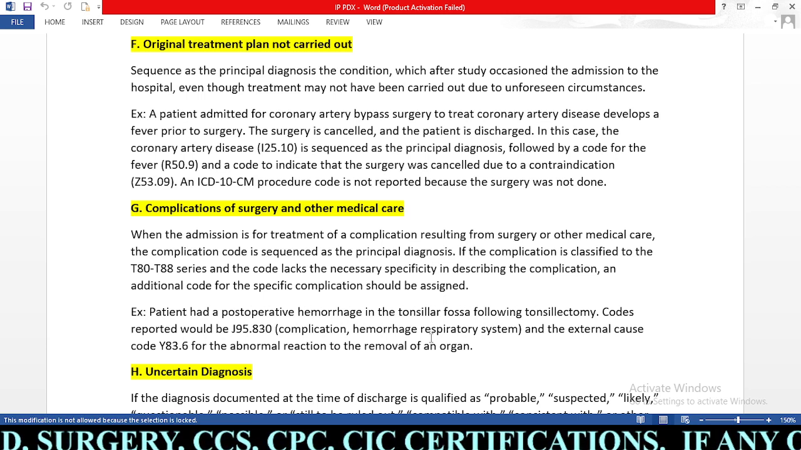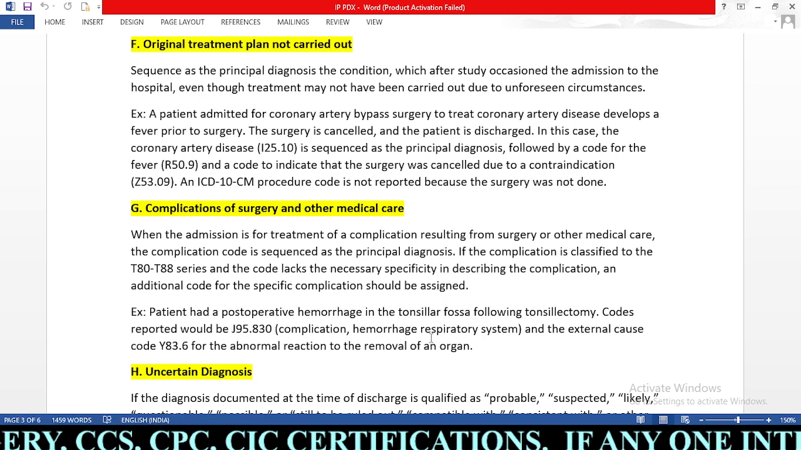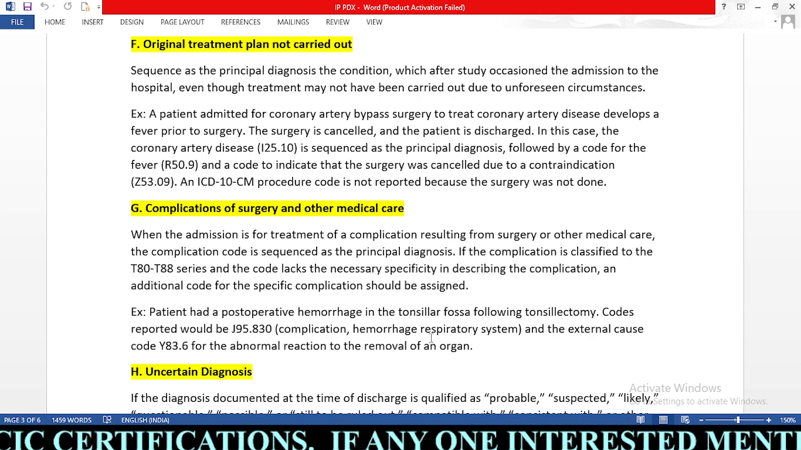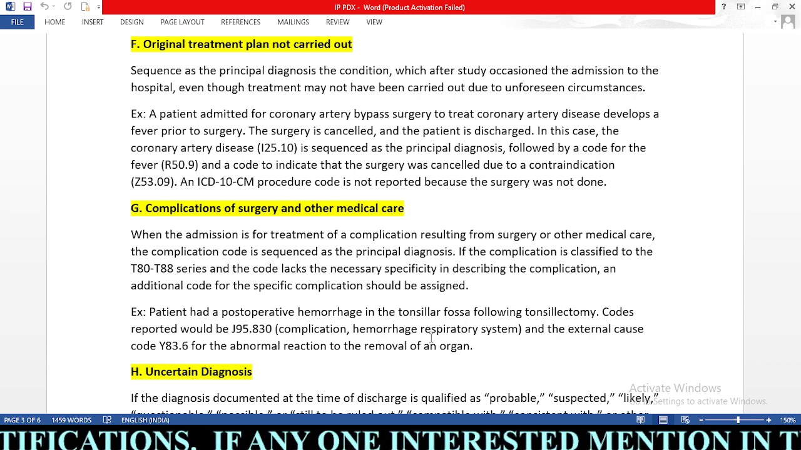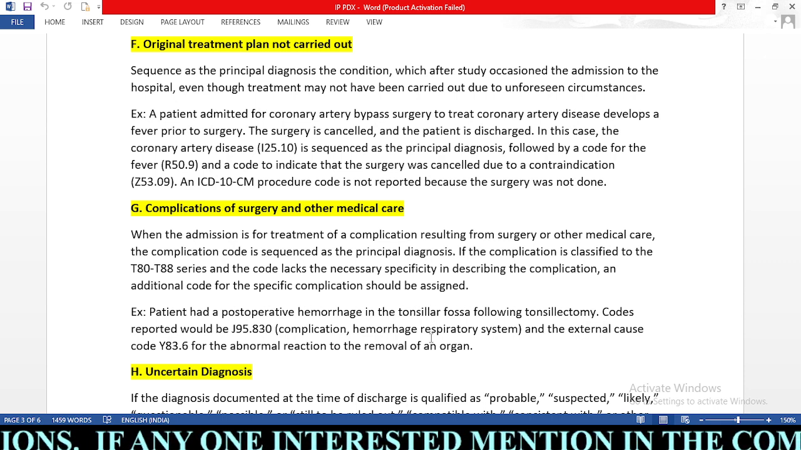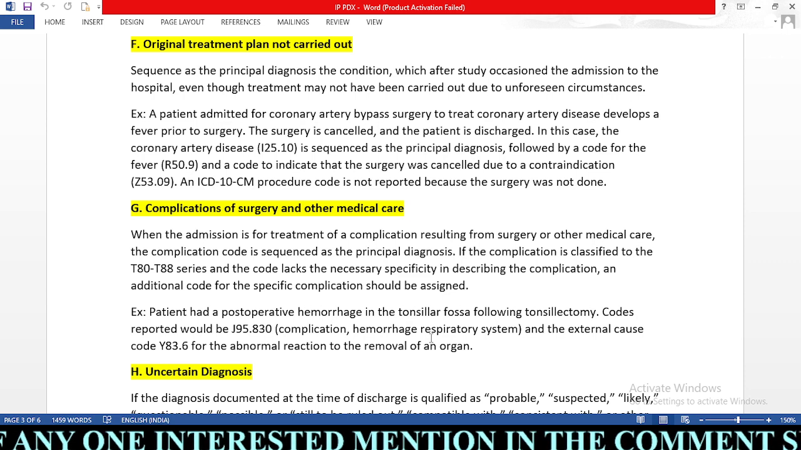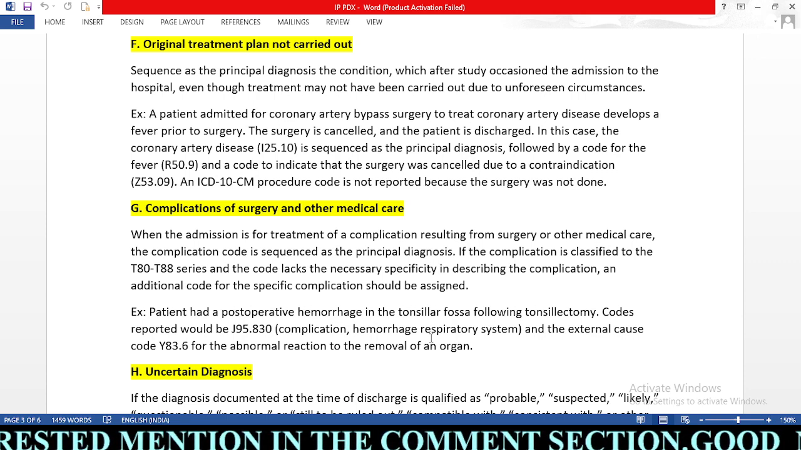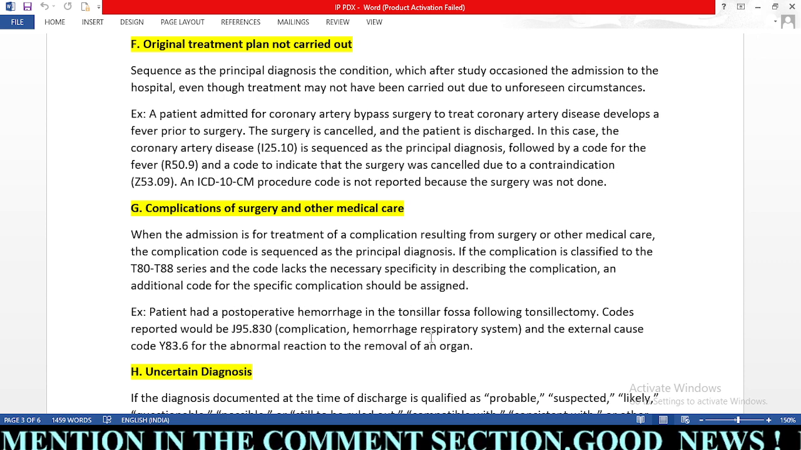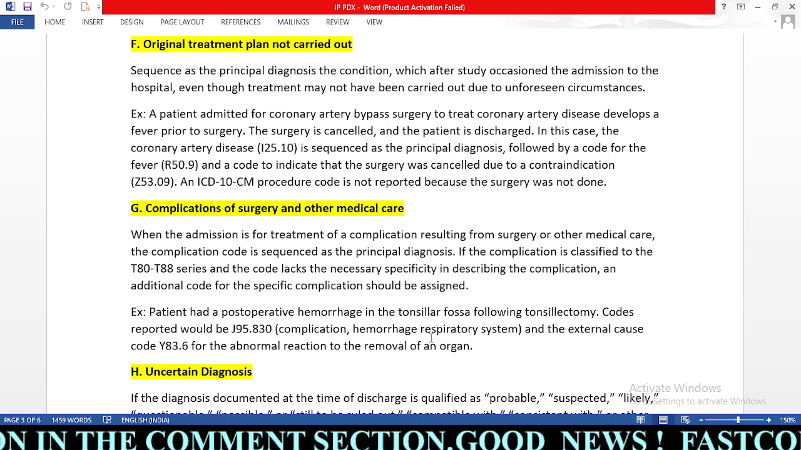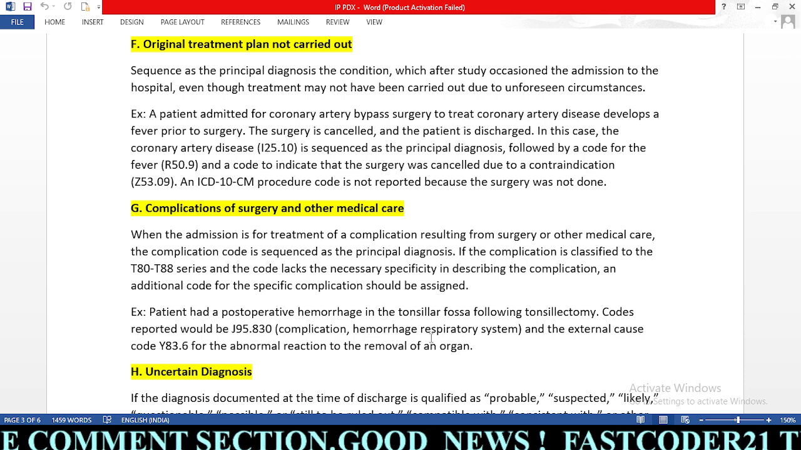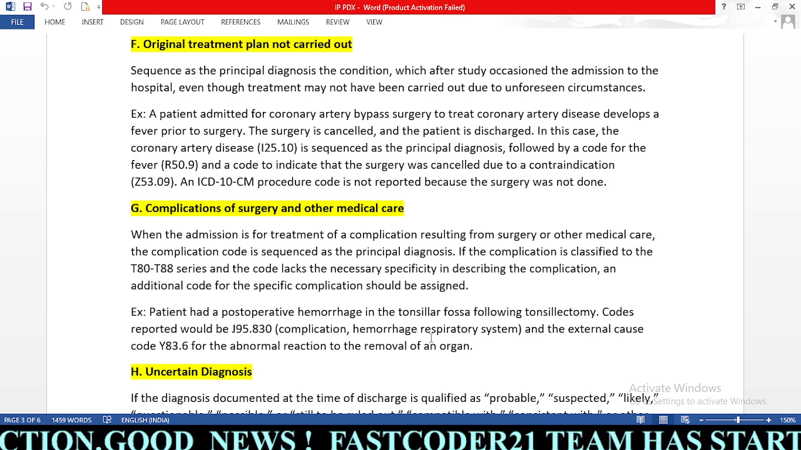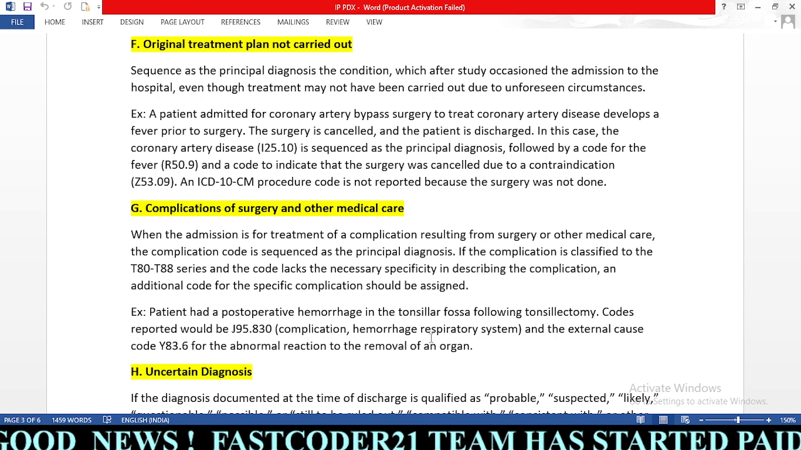Next guideline, complications of surgery and other medical care. When the admission is for treatment of a complication resulting from surgery or other medical care, the complication code is sequenced as the principal diagnosis. So basically, when there is a complication due to or resulting from a surgery, we need to code the complication as the PDX. If the complication is classified to the T82, T88 series, and the code lacks the necessary specificity in describing the complication, an additional code for the specific complication should also be assigned along with T82, T88.